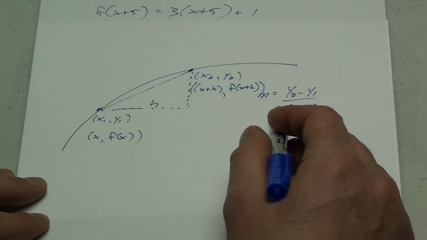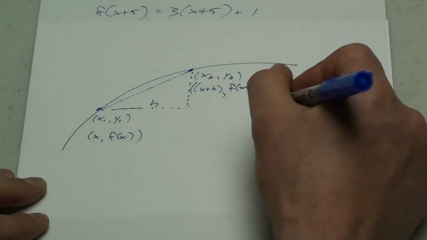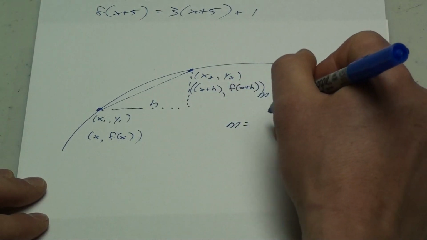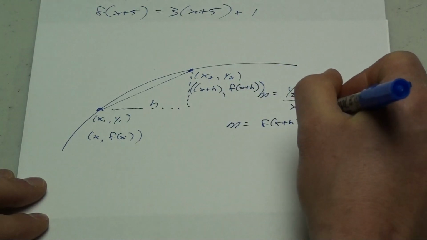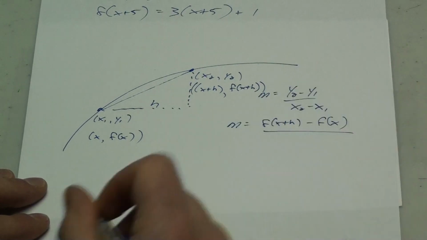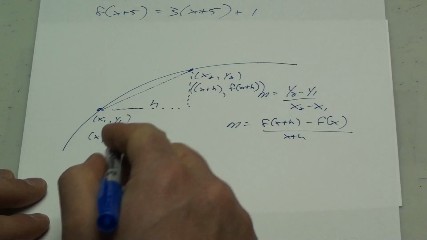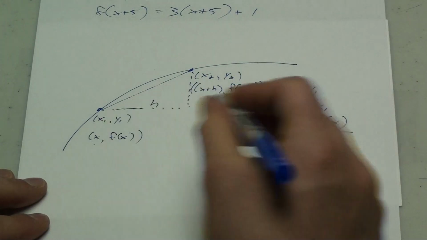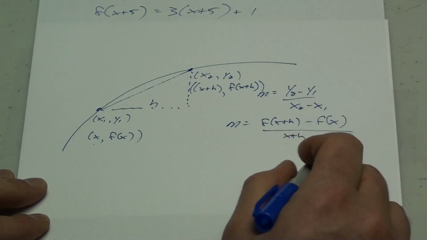So my slope formula now, putting in my y2, y1, x2, x1, slope is going to equal f of x plus h for my y2 minus my y1, which is f of x, over x2 minus x1. Difference in the y values, difference in the x values.